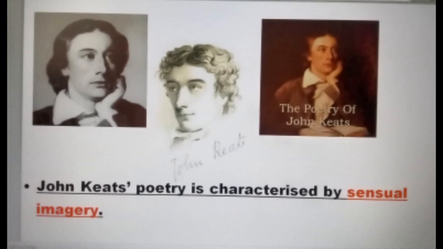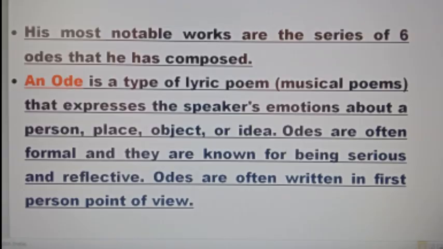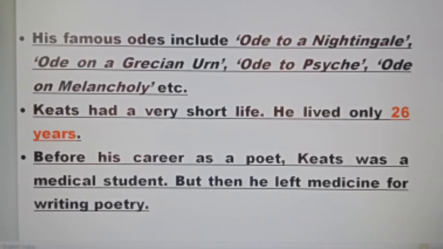An ode is a type of lyric poem, that is, a musical poem, that expresses the speaker's emotions about a person, place, object, or idea. Odes are often formal and they are known for being serious and reflective. Odes are often written in first-person point of view. John Keats' famous odes include Ode on a Nightingale, Ode on a Grecian Urn, Ode to Psyche, Ode on Melancholy, etc.